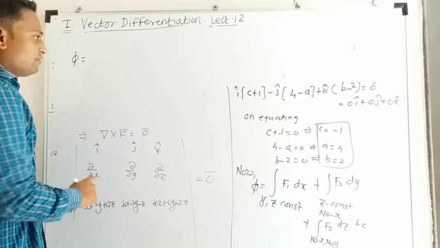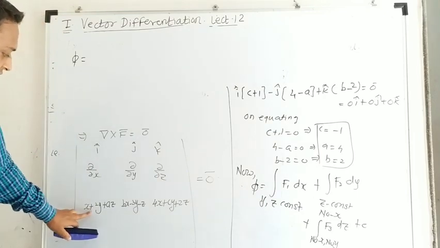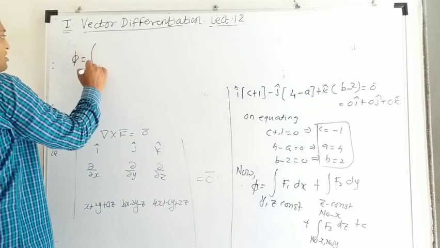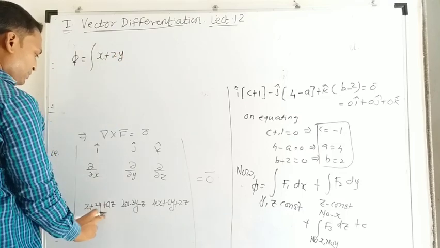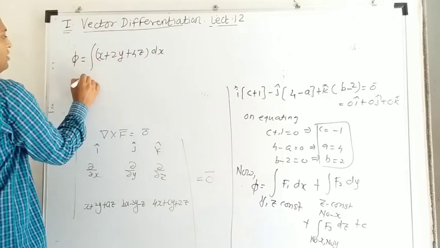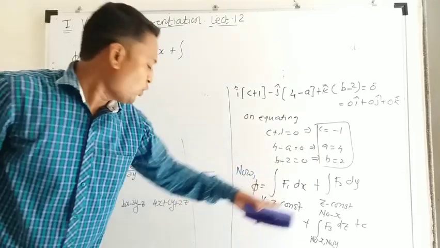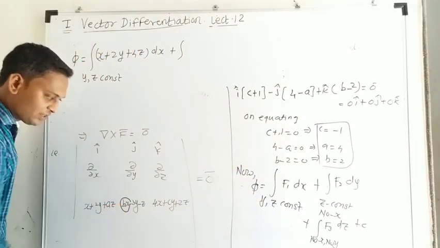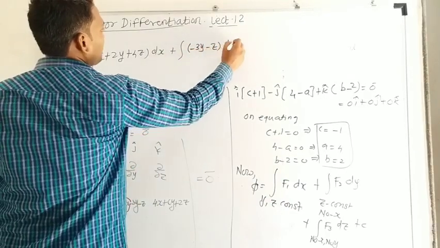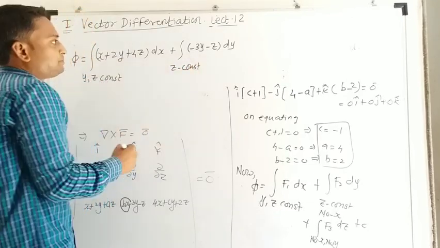Phi equals to first term. Here we have f1. The first term f1 is x plus 2y plus az. Now we'll take the value of a for calculation. The first term is x plus 2y plus 4z, integration with respect to x, y and z constant. Second term, no x, term free of x. This term we are not going to consider. So only two terms remain, minus 3y minus z, with respect to y. And here also z is constant in this integration.